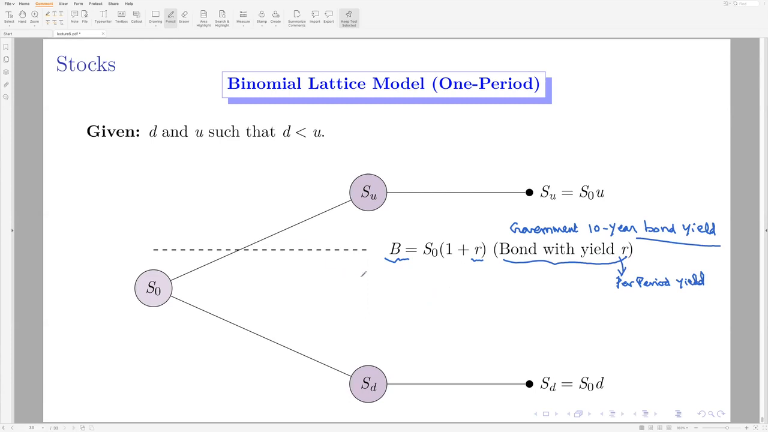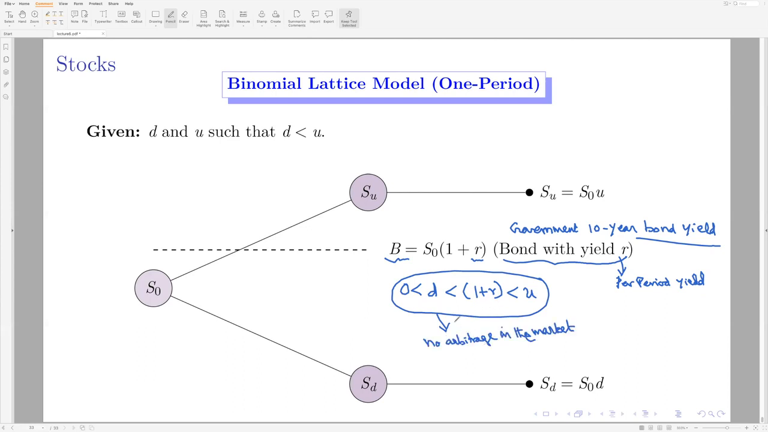We always assume that 0 is less than D is less than 1 plus R is less than U. This is a very important assumption, and this is equivalent to saying that there is no arbitrage in the market. We will define the concept of arbitrage later, but now we will continue with the binomial lattice model.